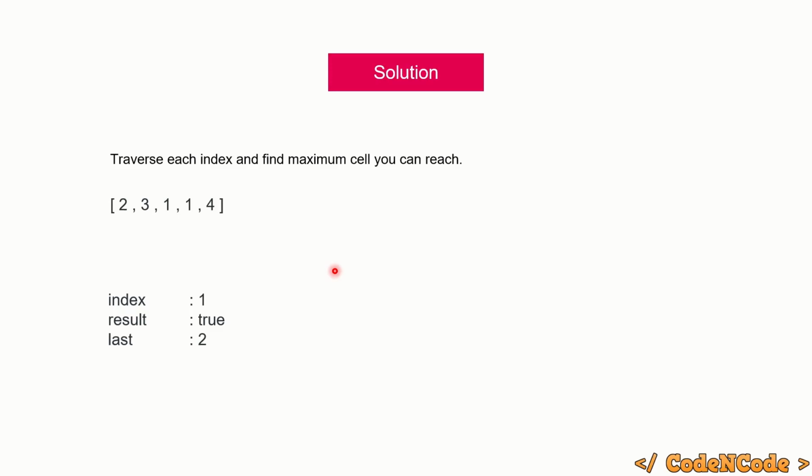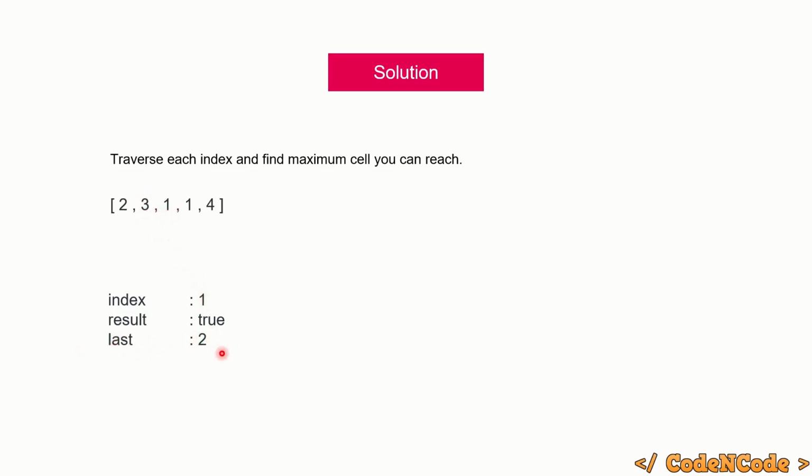Okay, so if at any point index is greater than last, which represents your reachable limit, so you are going outside of your limit, then that index is not reachable and hence you will return false. Okay, now I'm at index 1. Index 1 is clearly less than or equal to last, so I'm inside my reach, which means I don't have to worry.